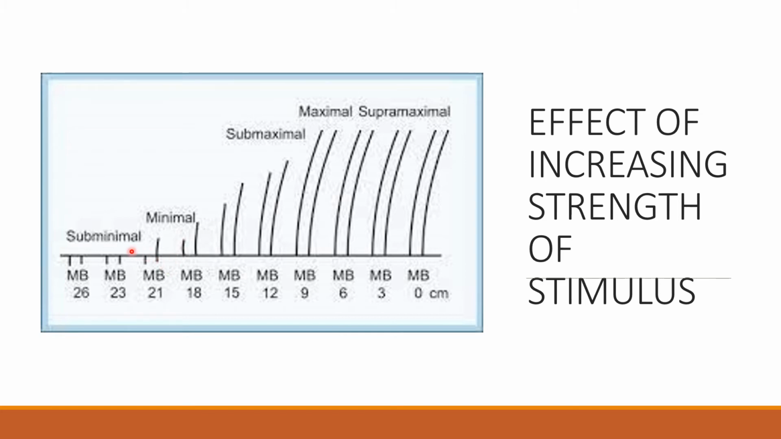So first, what do these words mean? Subminimal, minimal or threshold, submaximal, maximal and supramaximal. These are different strengths of stimuli. So subminimal or subthreshold stimulus is a stimulus that does not evoke a response. So here you can't see any response. So minimal stimulus is one which produces a response. Okay, that is threshold stimulus.